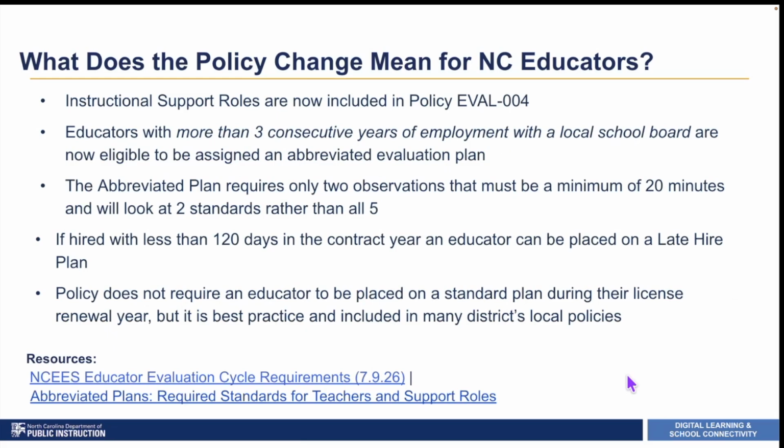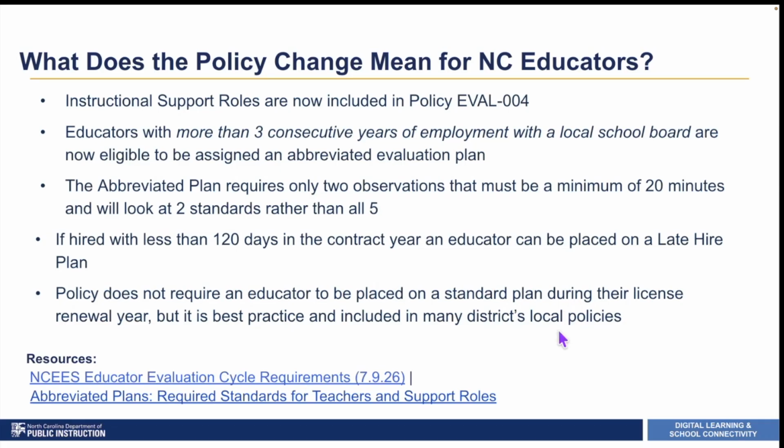So I'm going to talk with you just a little bit about what the policy changes mean to North Carolina educators. Now, the instructional support roles are included in policy Eval 004. It used to be just teachers, and now all of our support roles have been included in the system in Eval 004. Educators with more than 3 consecutive years of employment with the local school board are now eligible to be assigned an abbreviated evaluation plan. Before, only teachers had the abbreviated plan available to them.